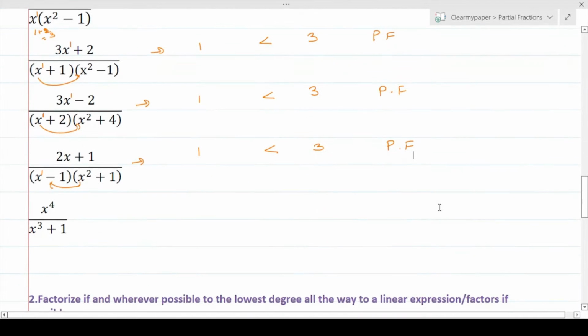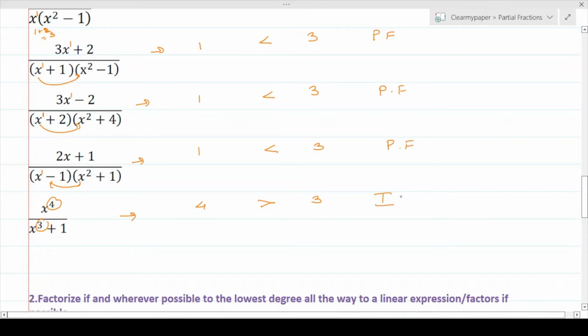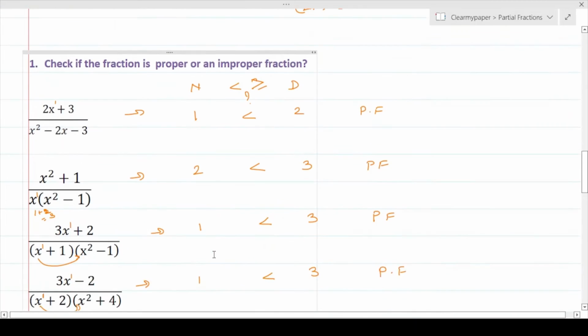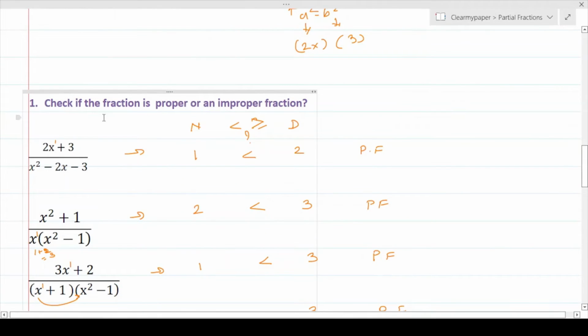And if you see the last example, which is going to be the exception, the degree in the numerator is 4. The degree in the denominator is 3. And 4 is greater than 3. And hence, this is going to be an improper fraction. This is the only exception where this is going to be an improper fraction. So that's how we see that. That's the first check that you'll always do in case of any problem that is related to partial fractions.